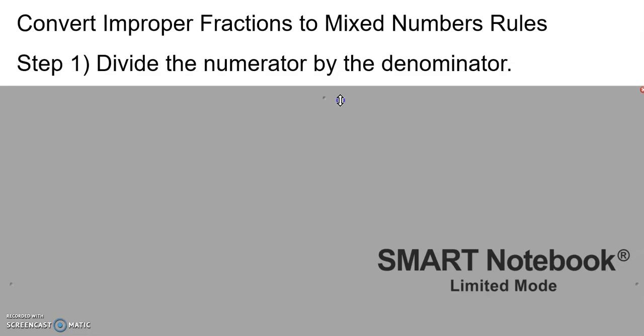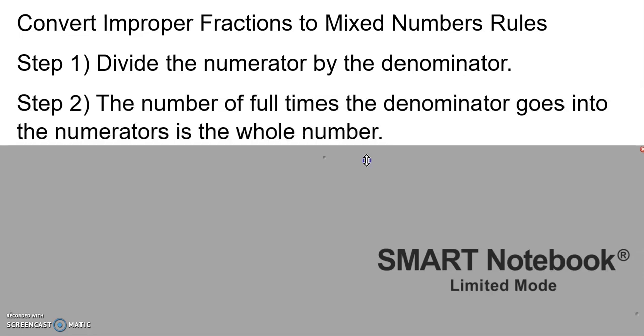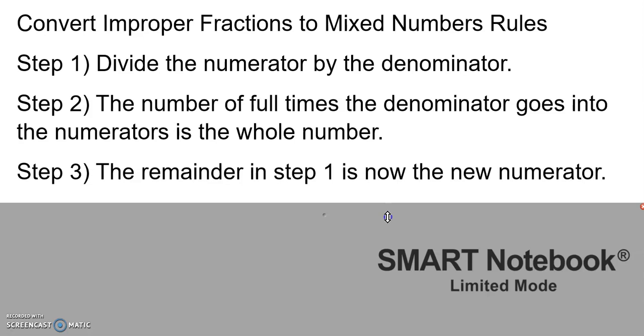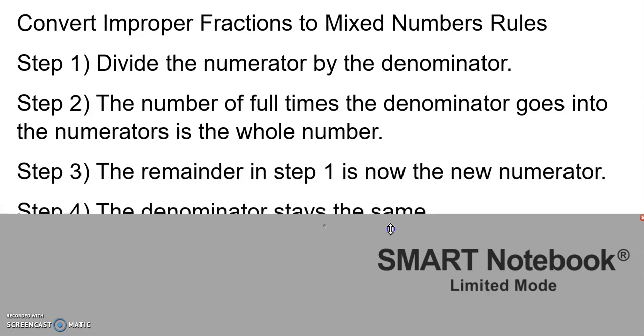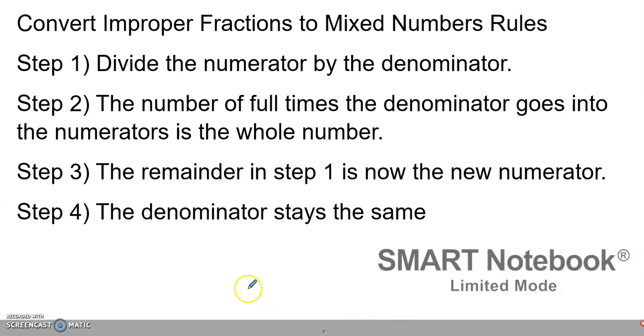Step 1, you divide the numerator by the denominator. So you just take whatever the numerator is and divide it by the denominator. Then the number of full times the denominator goes into the numerator is now the new whole number. Anything that's remainder, that's your new numerator. And of course, our denominator stays the same. I want you to pause this video now and write down these rules in your notebooks.